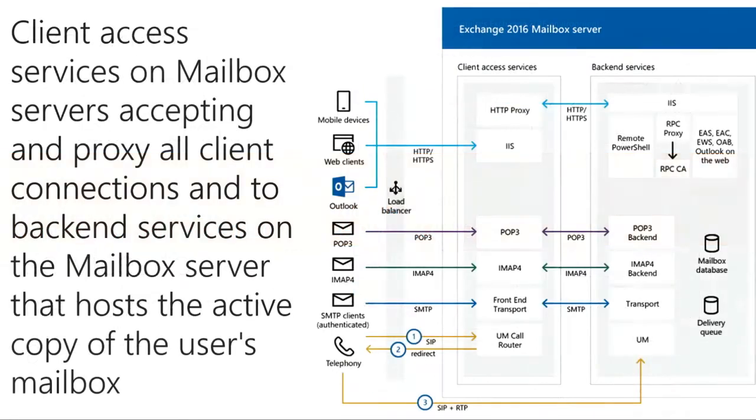One of the biggest changes that we made in 2016 was this reduction of server roles. Internally, we've got the mailbox role. Externally, in the perimeter network, we've got the Edge Transport server. That's a big fundamental change.